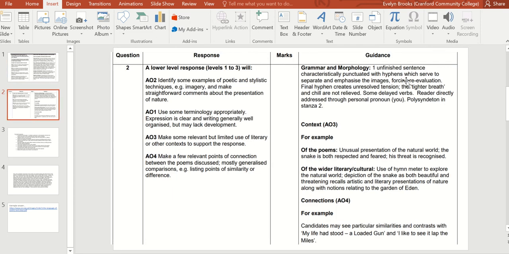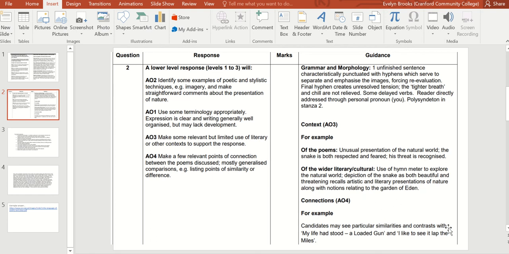Other things that you could say: there's one unfinished sentence with hyphens, which serves to separate and emphasise the images. The first hyphen creates unresolved tension, the tighter breath, and the chill is not relieved. There are some delayed verbs. And context, you could talk about the presentation of the natural world, and the snake is both respected and feared. That Dickinson traditionally uses that hymn meter to explore the natural world. The snake is both beautiful and threatening. Those links to the Garden of Eden.